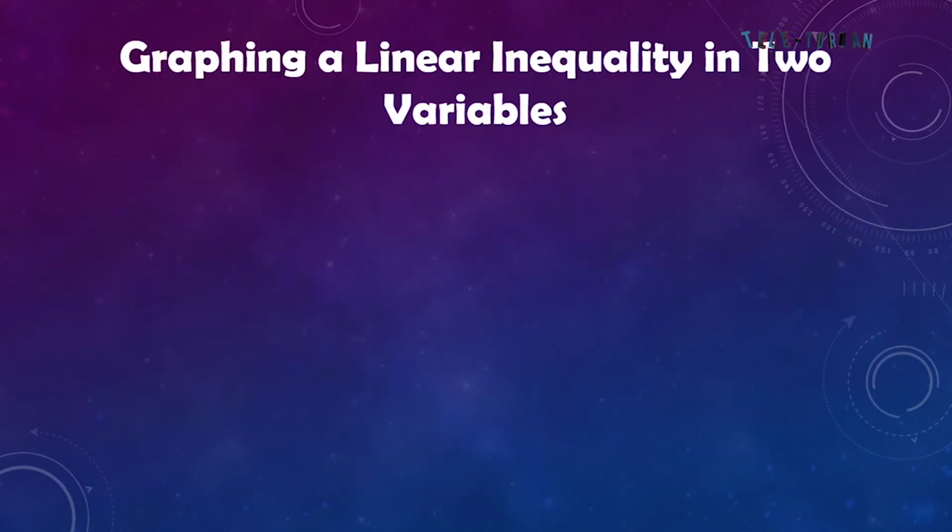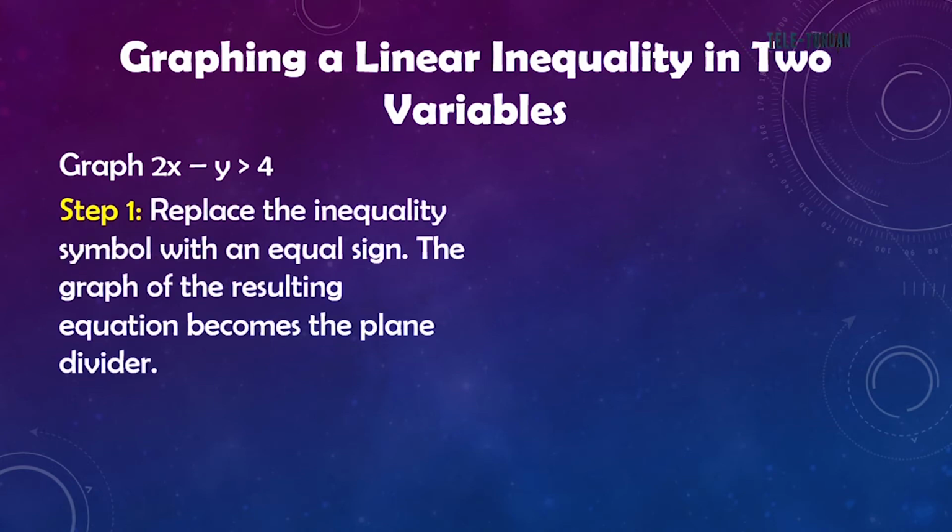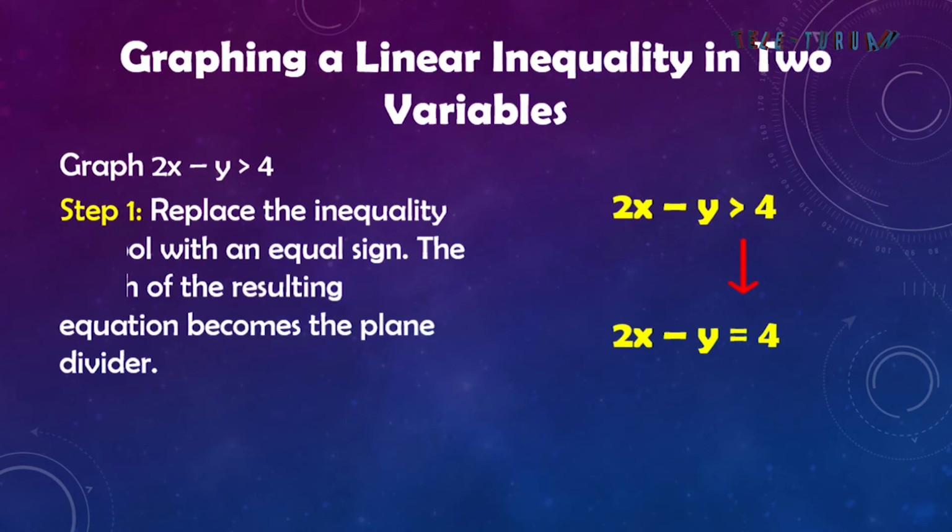Bring out some graphing papers, pencil, and color, and I will teach you how to graph linear inequalities in two variables. Ready? Let us graph 2x minus y is greater than 4. Step 1. Replace the inequality symbol with an equal sign. The graph of the resulting equation becomes the plane divider. In this example, 2x minus y is greater than 4 will become 2x minus y is equal to 4. We replace the symbol is greater than by equal.